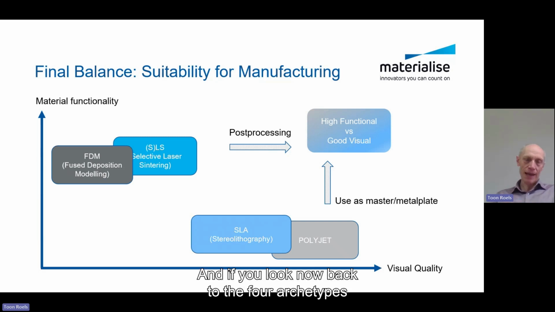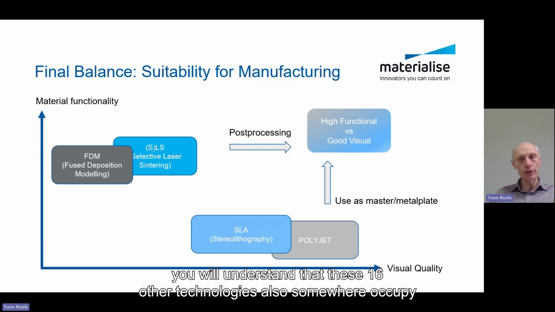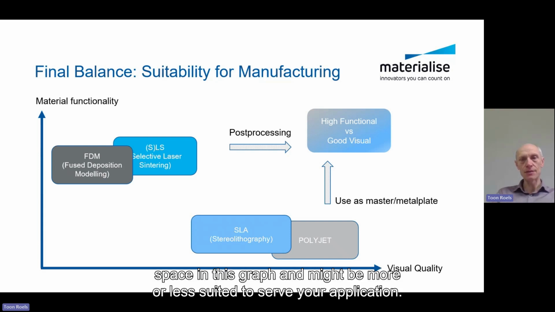And if you look back now to the 4 archetypes and how that has evolved from 4 3D printing technologies to 20, you will understand that these 16 other technologies also occupy a space in this graph and might be more or less suited to serve your application.